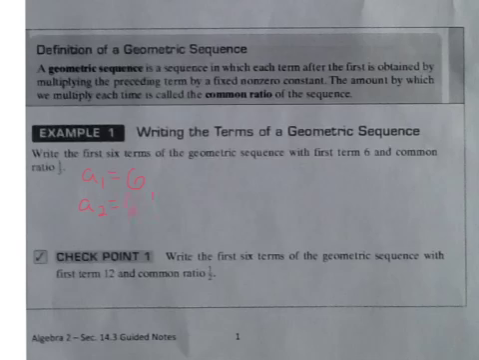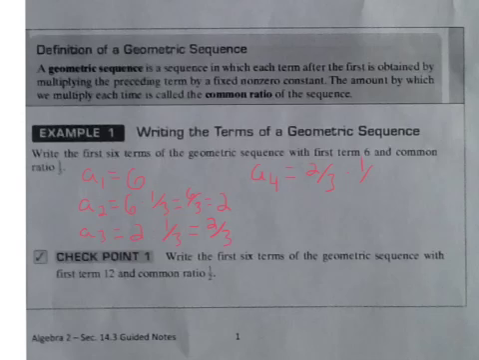So it's 6 times 1/3, which is 6/3, or 2. A3 is now to take A2, which is 2, times our common ratio. 2 times 1/3, that would be 2/3. A4, that is take the A3, which is 2/3, multiply it by 1/3, that's our common ratio.